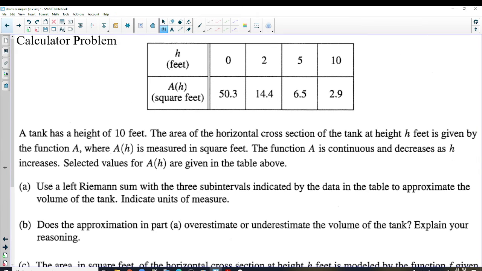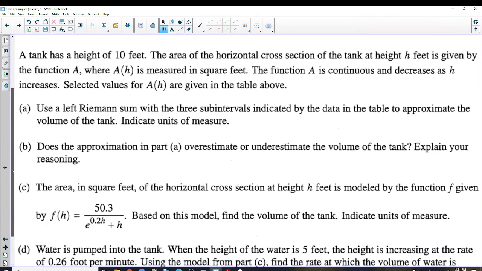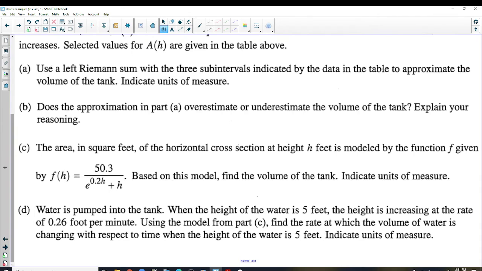This letter C can get a little tricky because we don't do too many of these. The area in square feet of the horizontal cross section. So the area of the cross section at height h feet is modeled by the function f, by that. Based on this model, find the volume of the tank, indicate units of measurement.